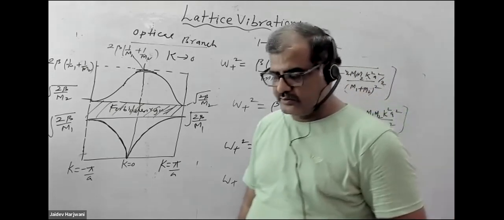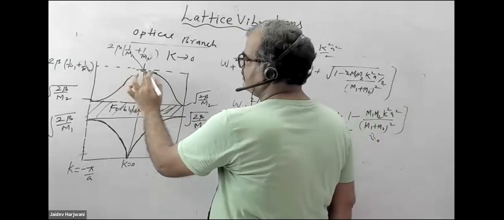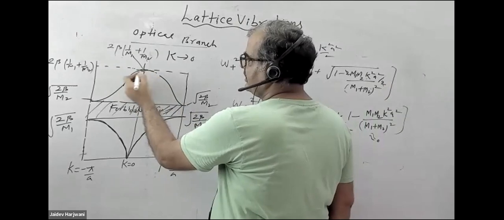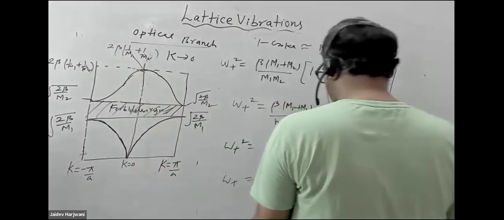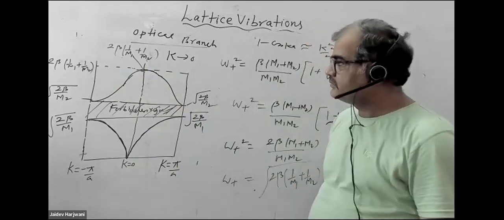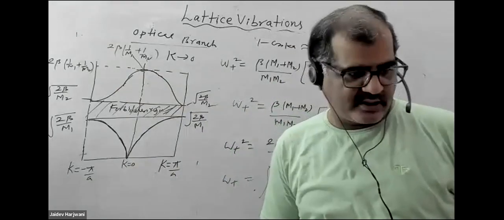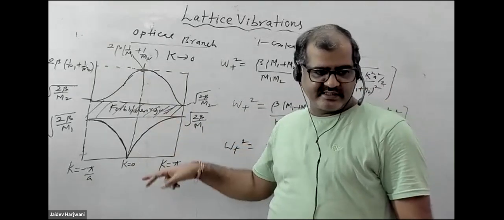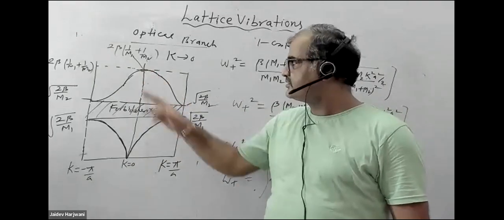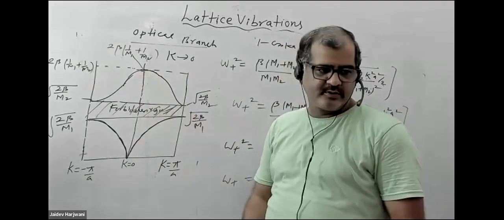So near k tends to 0, the optical branch is almost constant. That's why we show this type of graph. Here it is almost constant. Sir, what will be the velocity of sound? Velocity of sound you cannot calculate for the optical branch. You only calculate it for the acoustic branch. Group velocities you have to calculate, and for the optical branch it is showing 0.